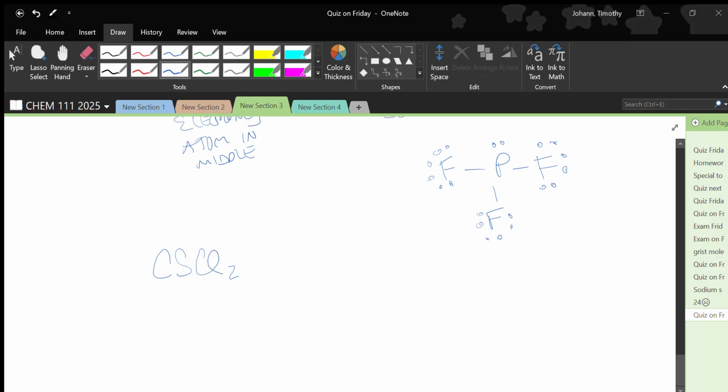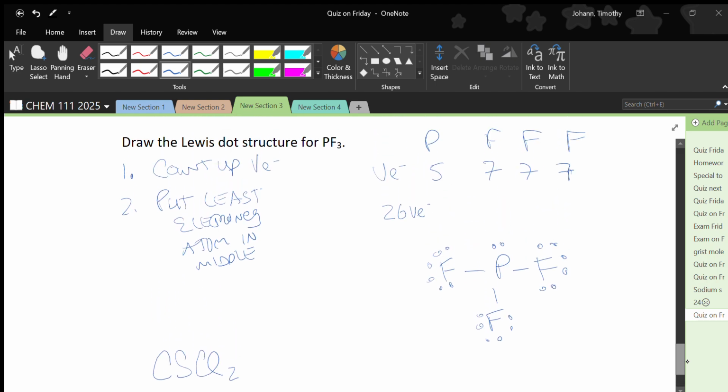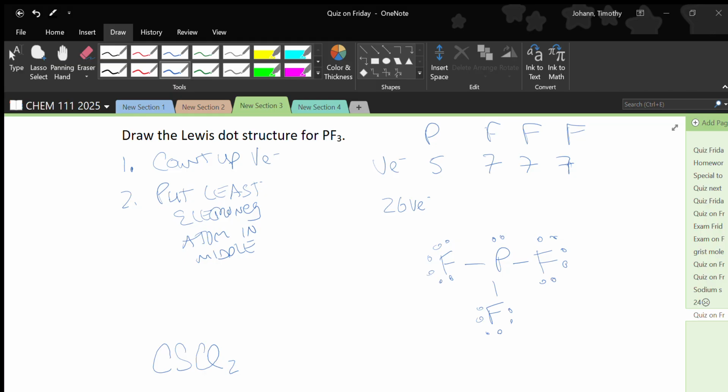Can you explain how you get 26? Good question. Feel free to work out while I'm answering this, but if you look up here, what I did was add up: I have 7 valence electrons for each fluorine and 5 for each phosphorus, and let's go ahead and count them. Phosphorus, 1, 2, 3, 4, 5 in the valence shell. Fluorine, 1, 2, 3, 4, 5, 6, 7 in the outer shell. Then you take all the atoms you have and add up all the valence electrons, and that's how many you get to play with to make them all.